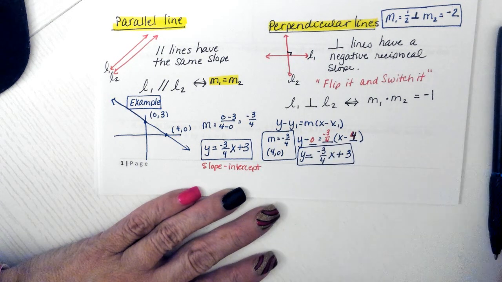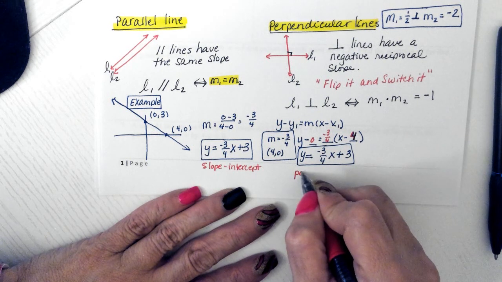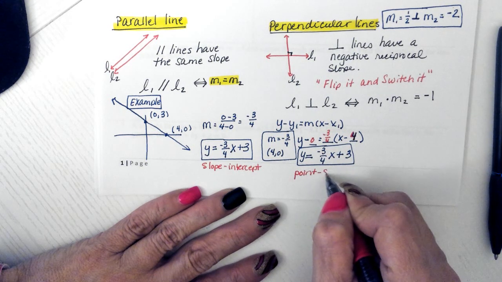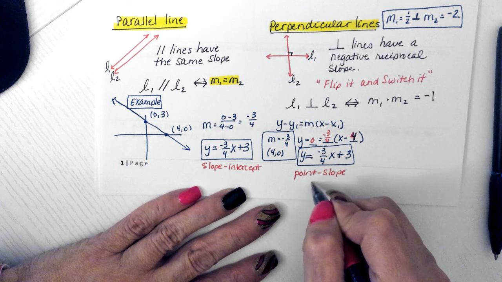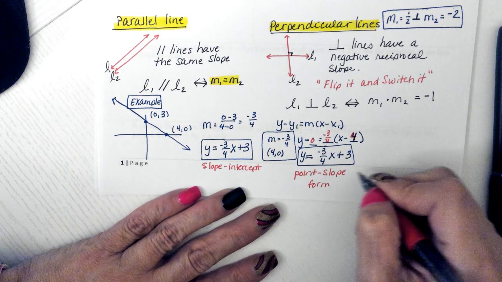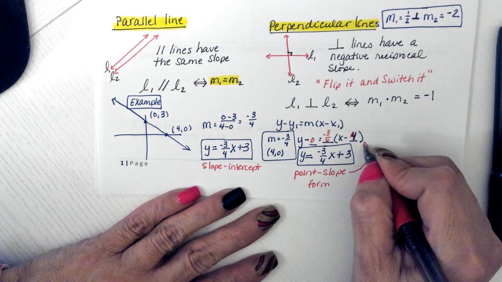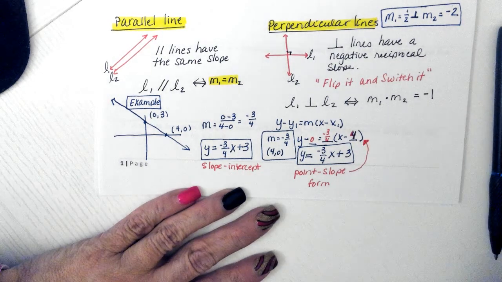Now, I should have written this earlier, but I didn't. But we're going to write the words point, slope, form. And I'm going to draw an arrow to this up here because that's point, slope, form.